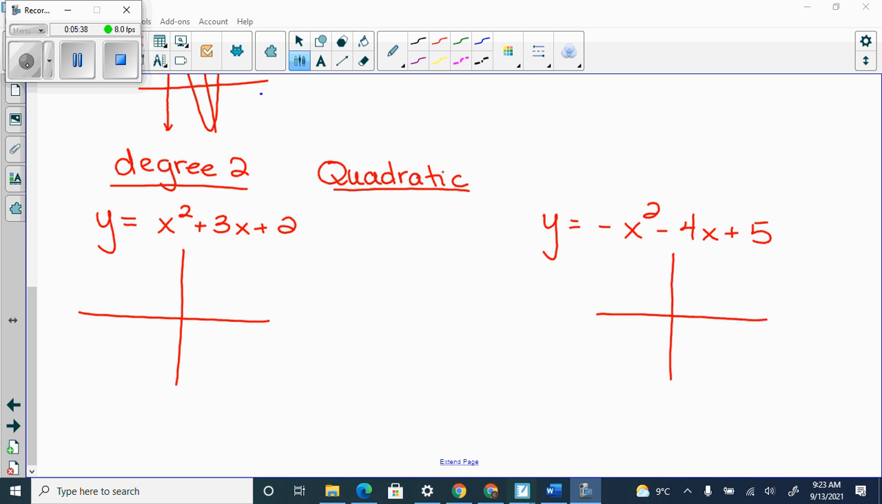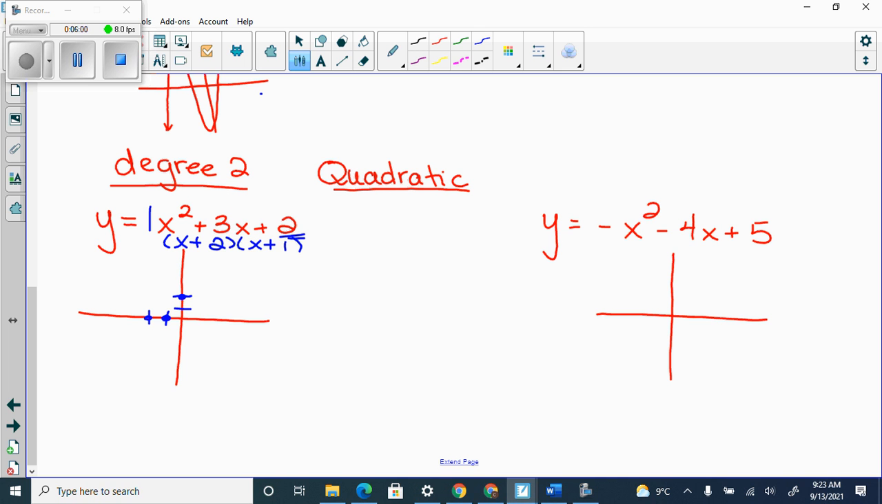We can do this actually quite quickly in our heads if we really want to, because I gave you this one. I can go x plus 2 and x plus 1 as my factors. So my x-intercepts are at negative 2 and negative 1. My y-intercept is at 2. And I know my leading coefficient is positive, so I know it's upwards.